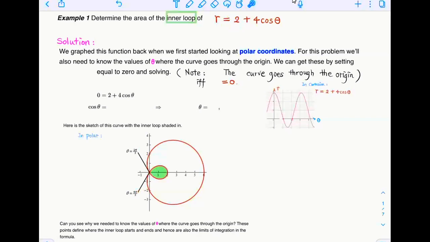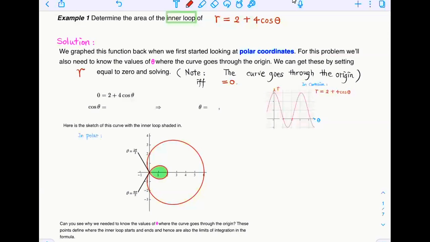the loop is going to go through this pole over here? How can we find out these two angles? We can get these two angles by setting what equal to 0? At the pole, what do you observe? What equals 0? r. r equals 0. Yes, you got it.